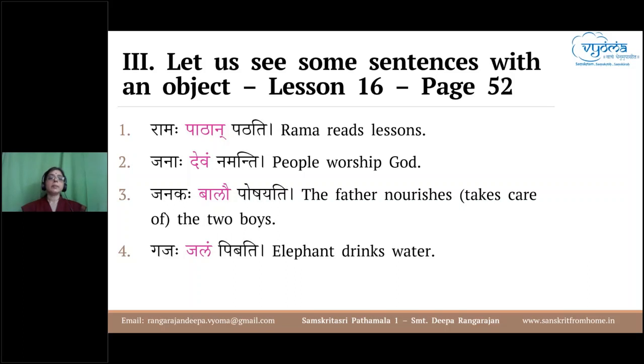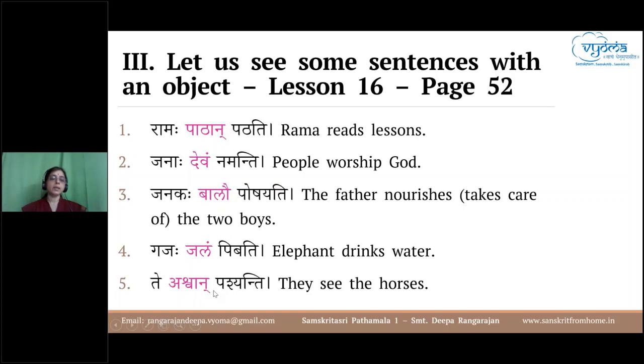Gajaha jalam pibati. The elephant drinks water. The subject is the elephant, so it is in Prathama. Jalam is what it drinks, so it is in Dvitiya. Jalam is a Napumsakalinga word. So Jalam, Jale, Jalani. And again Jalam, Jale, Jalani for Dvitiya as well. So it is Jalam itself. Gajaha, Jalam, Pibati.